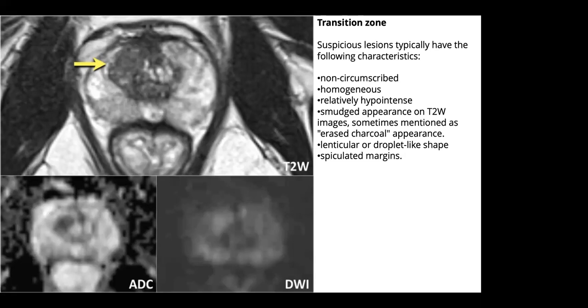This kind of appearance on MR is referred to as erased charcoal, when we use a charcoal pencil and erase it, and it appears as if it is not properly erased. So this smudgy appearance is called the erased charcoal appearance, which is described for these kinds of lesions. But on ADC, the markedly hypointense appearance of this lesion, and of course diffusion restriction, makes this lesion highly suspicious. And next slide, I think this also turned out to be cancer.